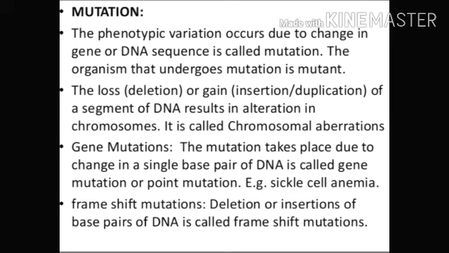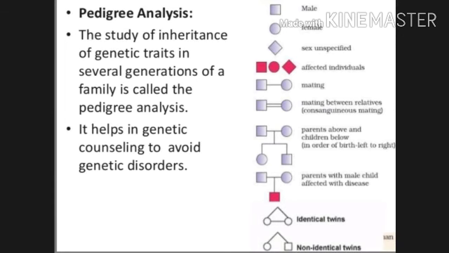Gene mutation: the mutation takes place due to a change in a single base pair of DNA. That is called gene mutation or point mutation. Example, sickle cell anemia. Now frame shift mutation: deletion or insertion of a base pair of DNA is called frame shift mutation. So there are three types: chromosomal aberration, point mutation and frame shift mutation.